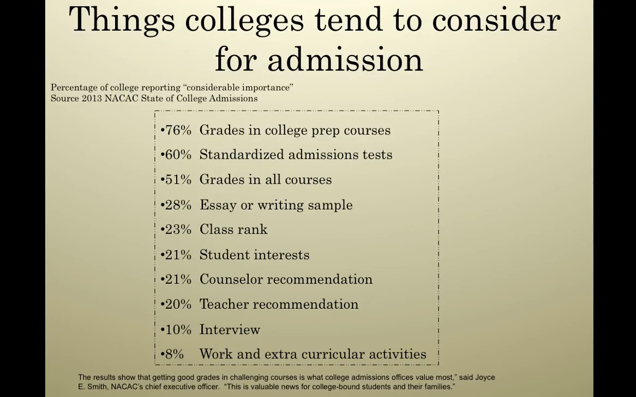Here you will find a chart where college admissions officers rated what they find most important in potential students. As you can see, getting good grades in challenging courses or college preparatory courses is very important when considering potential students. You can also view some of the other important things that colleges consider when they are looking at candidates.